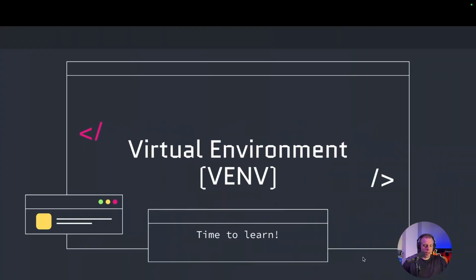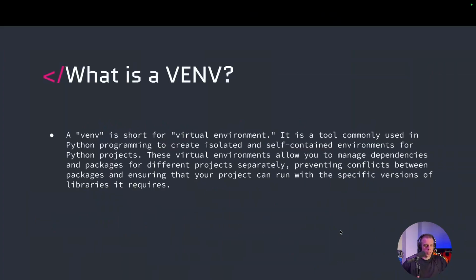Now let's learn what a venv is. So what is a venv? A venv is short for virtual environment. It is a tool commonly used in Python programming to create isolated and self-contained environments for Python projects. These virtual environments allow you to manage dependencies and packages for different projects separately, preventing conflicts between packages and ensuring that your project can run with specific versions of libraries it requires.